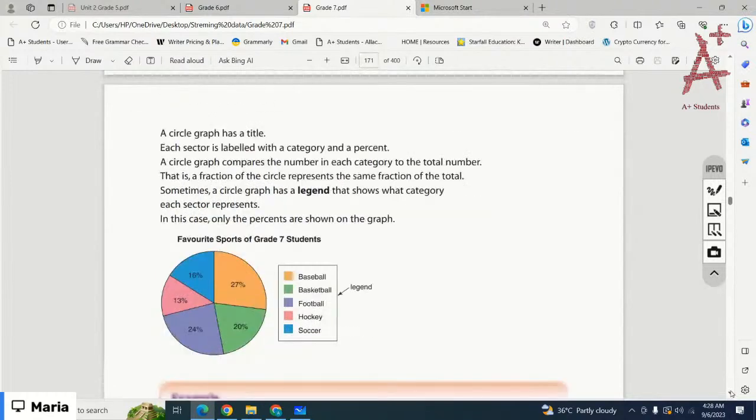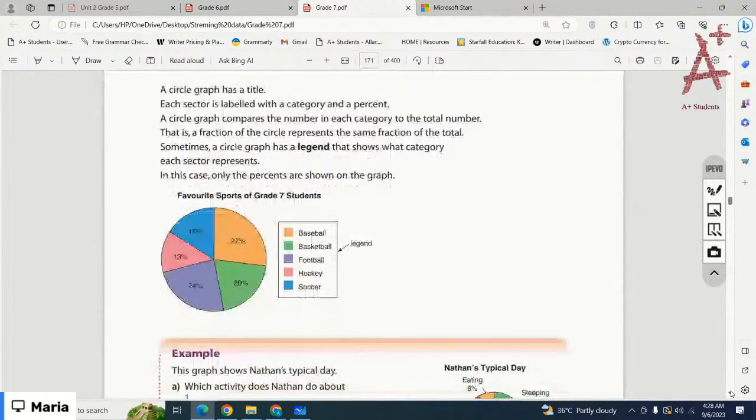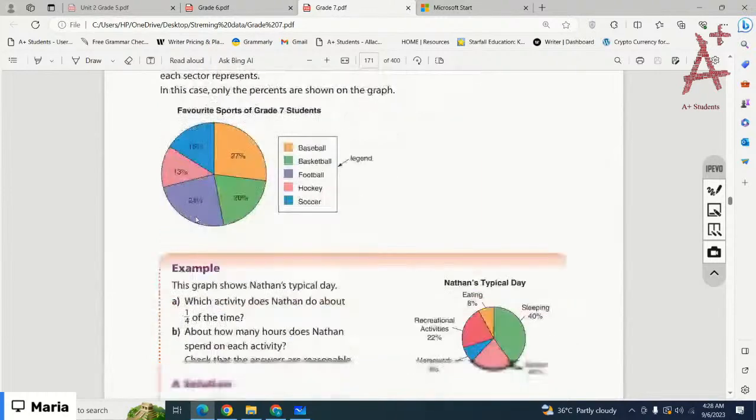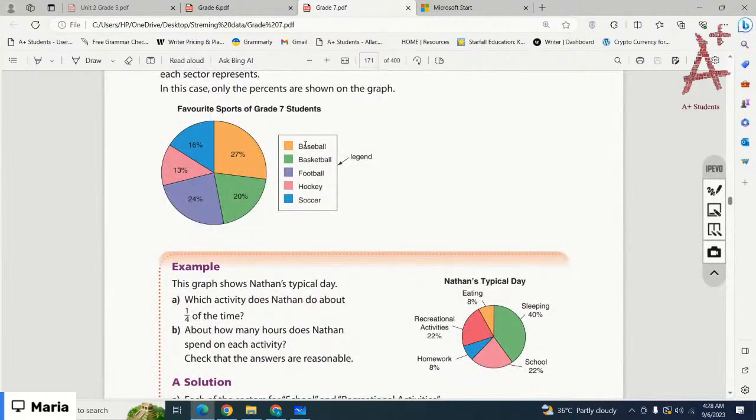Sometimes a circle graph has a legend that shows what category each sector represents. In this case, only the percents. You can see the data is shown in percentage form. If you add all of them together, they make 100, right? This is actually the legend that tells you orange color belongs to baseball, blue color belongs to football, pink color belongs to hockey, right?